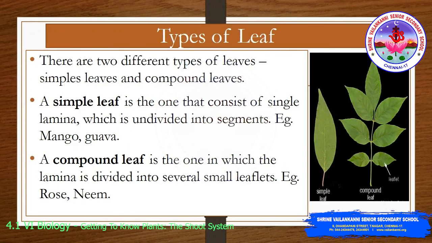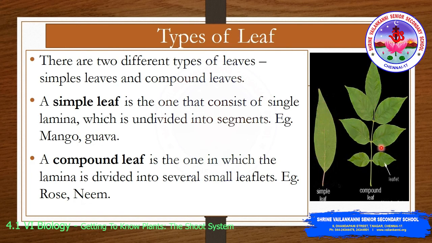Now we shall study the types of leaf. There are two different types of leaf, which are simple leaf and compound leaf. A simple leaf is one that consists of a single lamina, which is undivided into segments. An example is the leaf of mango, guava, etc., as you can see in this picture.